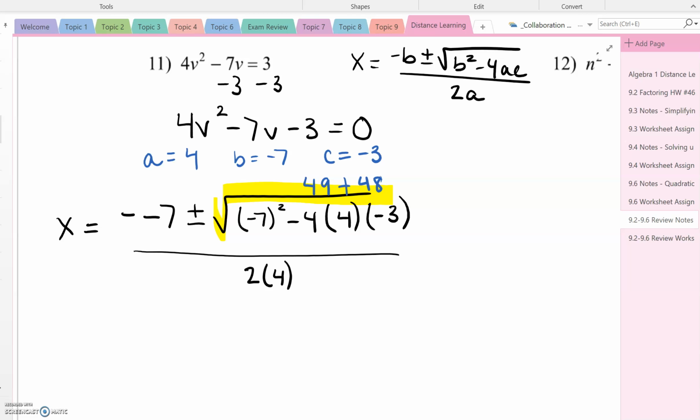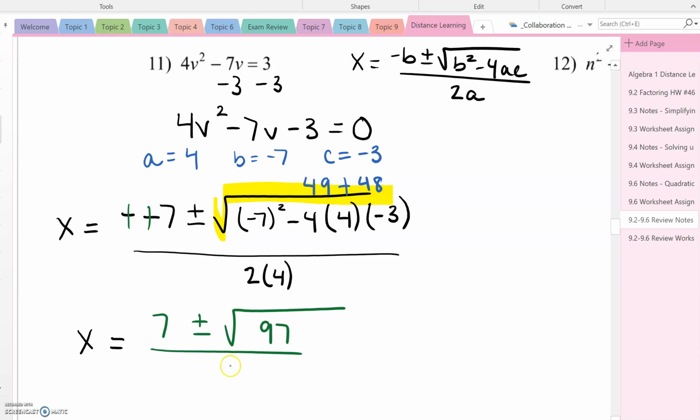So we will go ahead and continue from here. We have x equals a negative 7 makes a positive 7 plus or minus the square root of 49 plus 48 makes 97, all over 2 times 4, which is 8.